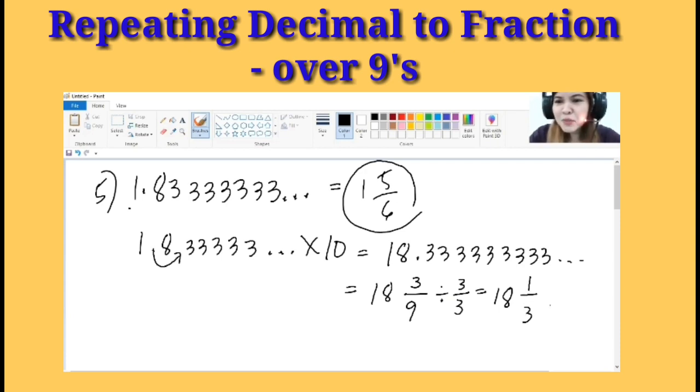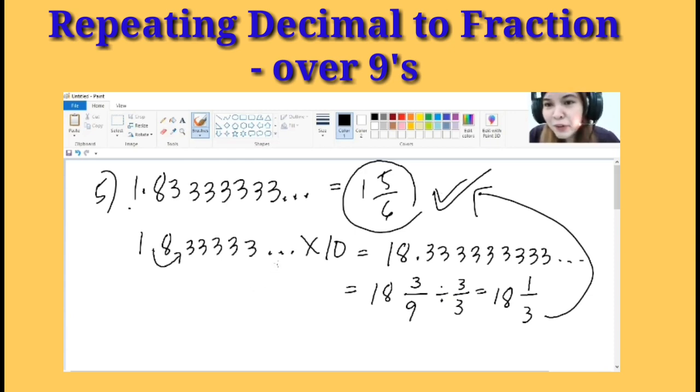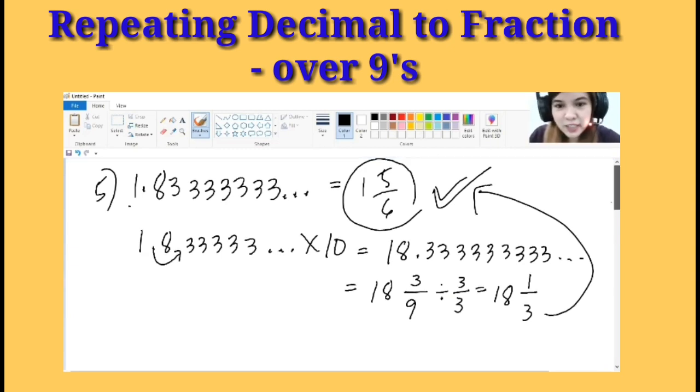Ma'am, bakit parang hindi naman yan yung sagot? Kasi ito yung sagot eh. Ma'am, paano ko siya magagawang ganito? So, para magawang ganito, ano bang ginawa kong step? Kasi ibang number tong 18 and 1/3. Yung 18 and 1/3 para sa 18.3333 yan. Kasi nag-times ako ng 10. So, ang gagawin ko, para maibalik ko siya sa original, kung nag-times ako ng 10 sa original, i-divide ko sa 10 yung aking sagot ngayon na fraction. So, kailangan ko siyang i-divide sa 10.